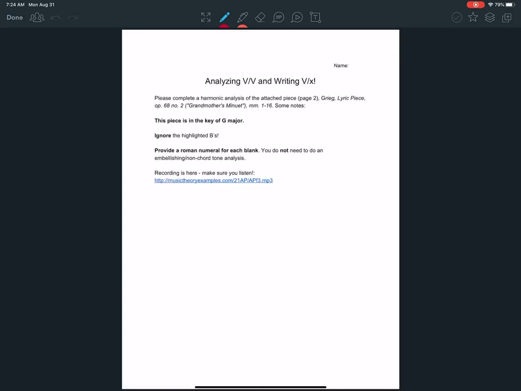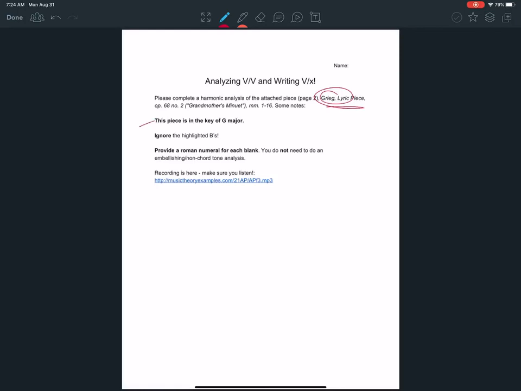This is the other thing that's due this week, and this is analyzing 5 of 5 and writing the 5 of X, the 5 of anything. So this piece that you're going to listen to is Grieg. Great composer. If you don't know a lot of Grieg's music, you probably know In the Hall of the Mountain King, but he's a terrific composer. So definitely get more familiar with his music as a post-romantic, awesome, interesting Norse man. Anyways, walking you through it.